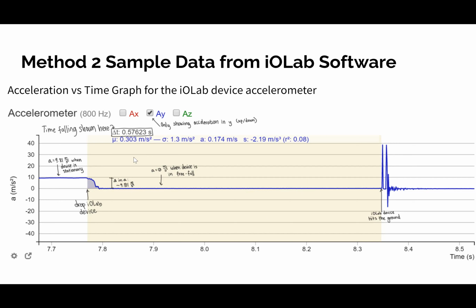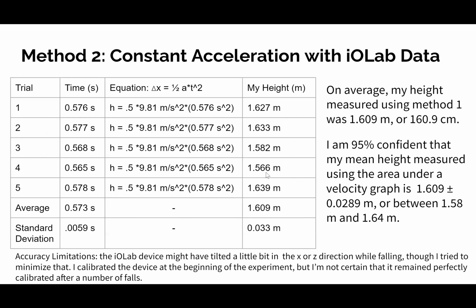When I highlight this specific section, it tells me the delta t. So here it was about 57.6 milliseconds. I also only showed acceleration in the y direction because we don't really care about z or x. All right, this is my data for this method.